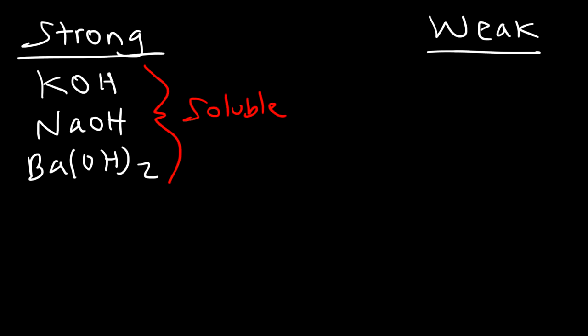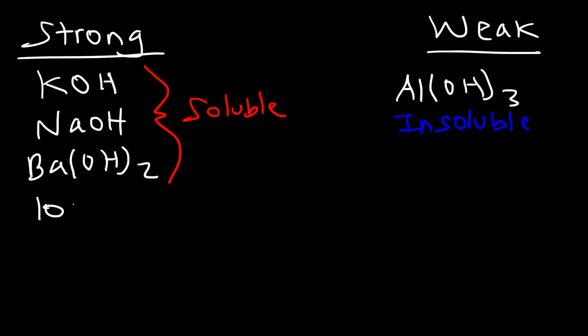A weak base, the ones that have hydroxide in them, they're associated with insoluble compounds. Aluminum hydroxide doesn't dissolve very well in water. Only a small amount of it dissolves, and so it's insoluble. And it doesn't ionize. It ionizes less than 1%, which makes it a weak base. So I'm going to put here 100% ionization, less than 5% ionization.